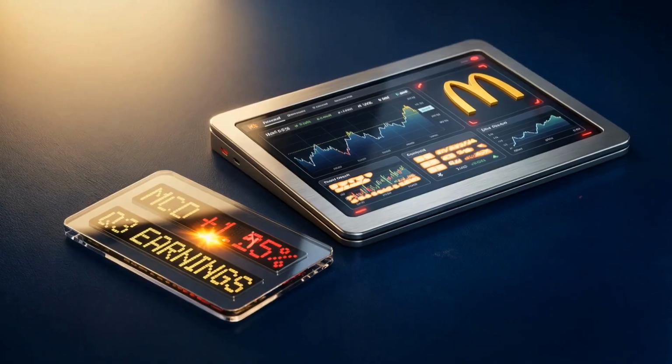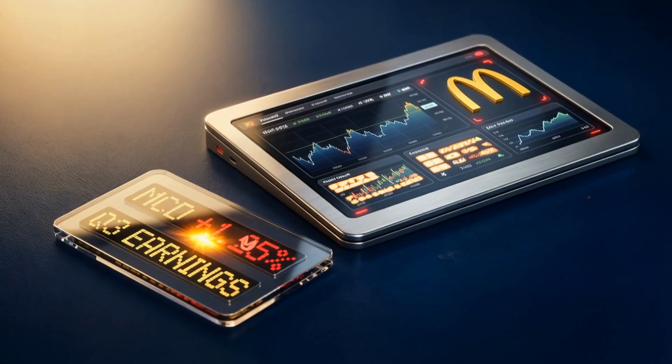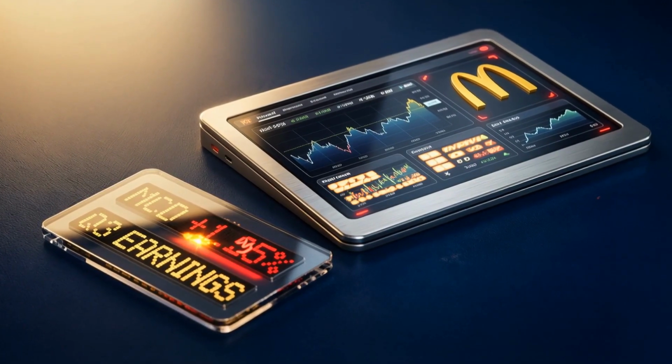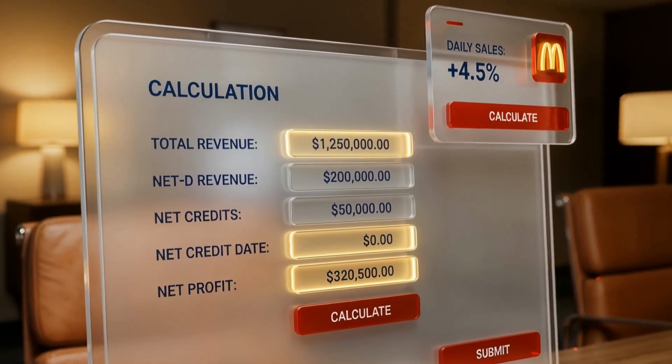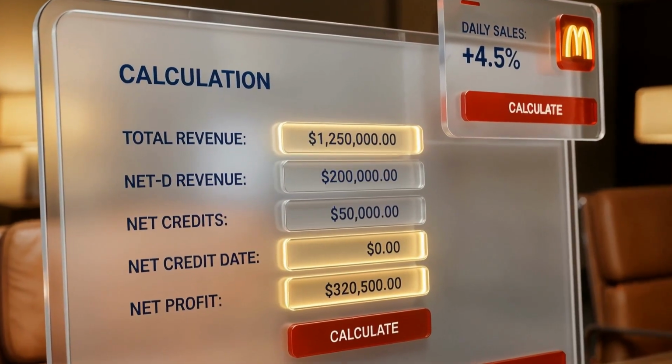Before you make any investment in McDonald's or any dividend stock, verify the current share price and the most recent declared annual dividend per share. Those 2 numbers are all you need to calculate your potential shares and dividend income.